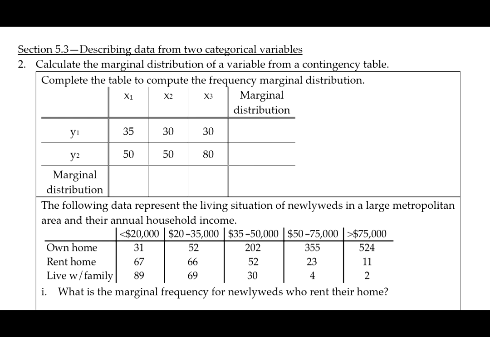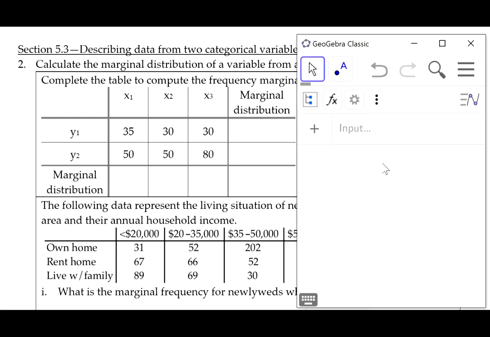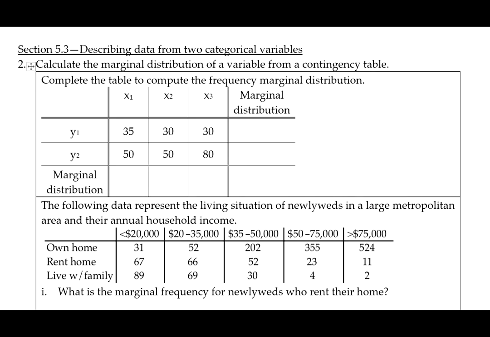So I'm going to add up the values along each row and within each column to get the marginal frequencies. So 35 plus 50, we can probably do that in our head, but let me just bring up GeoGebra. 35 plus 50 gives us 85. 30 plus 50 is 80. 30 plus 80 is 110. And again, you can do these in GeoGebra or using a calculator if you would like.